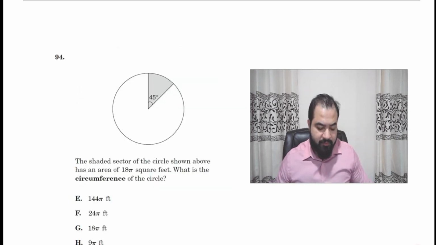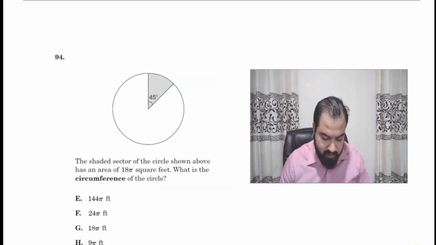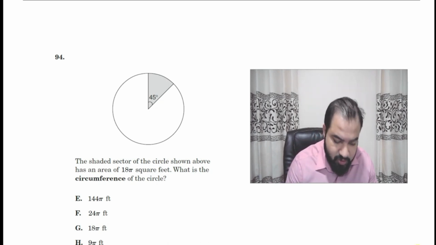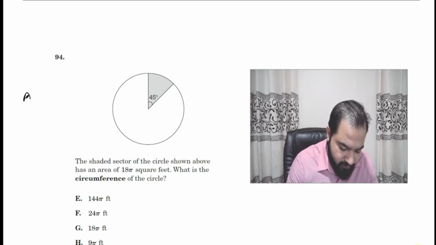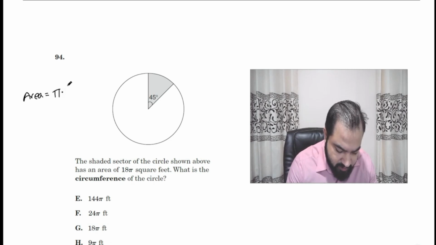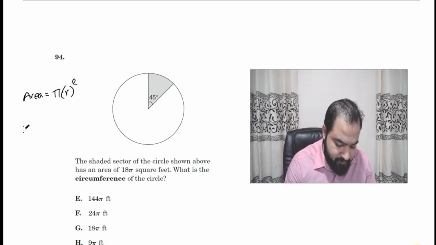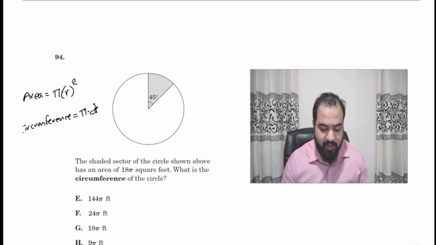Let's see. Number 94 is a circle question. I would like to give some background information before we start. There are 2 formulas you need to know for the circle. First of all, the area, which is pi times the radius squared, meaning power 2, and the circumference, which is pi times the diameter. Now what is radius and diameter?